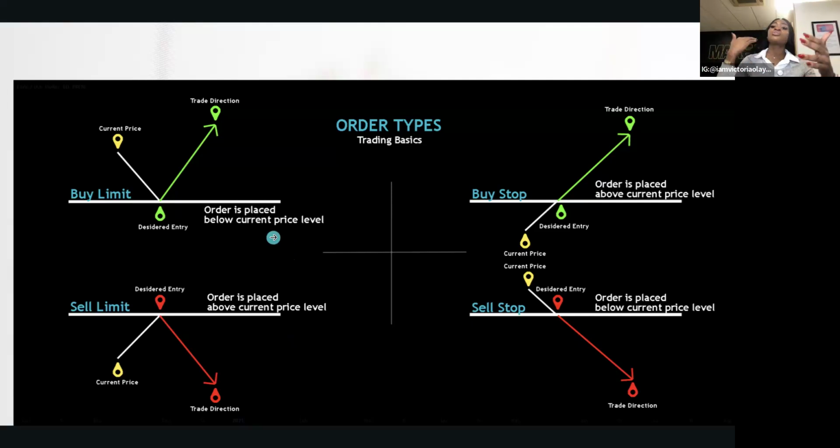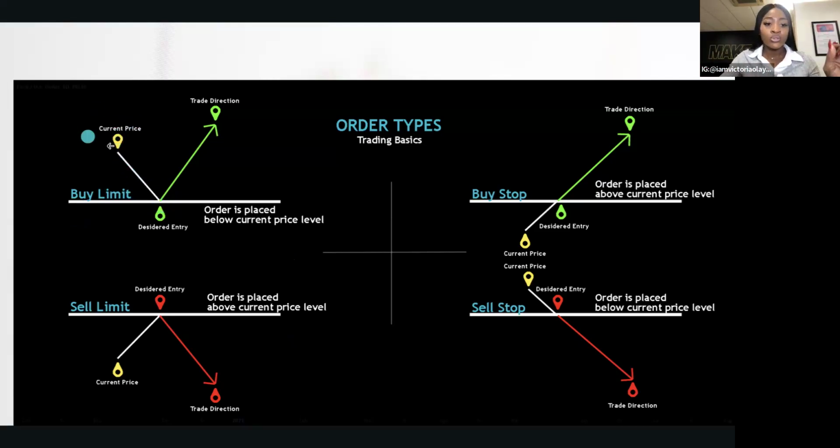So market execution simply means once I go on my MT5, I go into the market, let's say I want to buy XAUUSD, I want to buy at that exact price. So I'm entering the market immediately at that price, right? Buy limit simply means I want to buy at my own price. So I set a limit, yeah?